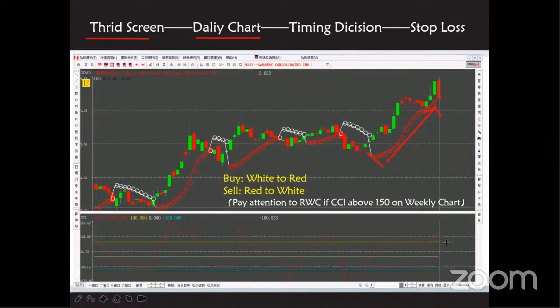Because on the weekly chart, based on CCI, we know if it is above 150, then it is in a high position. It's already in the overbought area, overbought based on the medium-term trend, based on the weekly charts. So it's not a good timing for us to buy anymore, right? So once the white circle appears on the daily chart, that means we must sell.